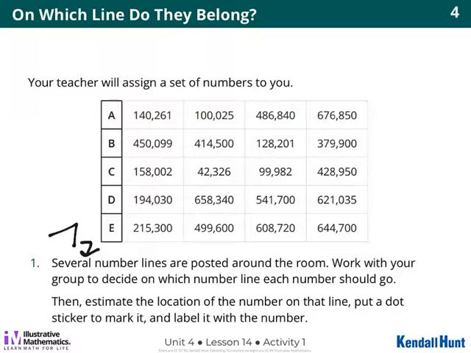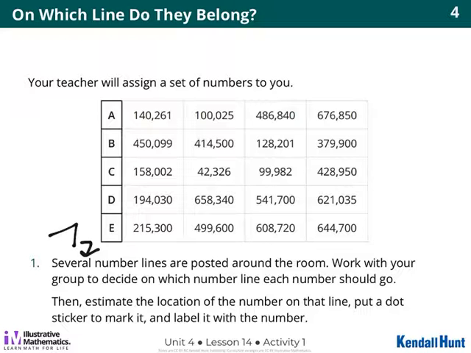Okay, so each group will need 4 sticky notes. Do you see how there's 4 numbers in each row? Yeah. You're going to write the number on the sticky note. And then you're going to stick the sticky note where it goes on the number line that you choose. So you're going to decide which of those number lines makes the best sense. I'm guessing they are all partitioned differently. So you've got to look at what they count by, right?